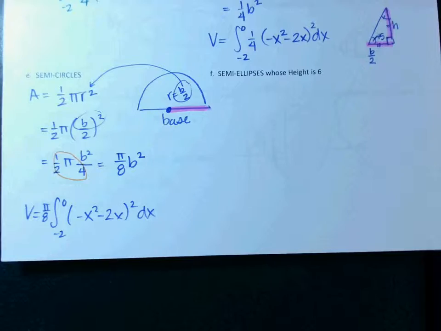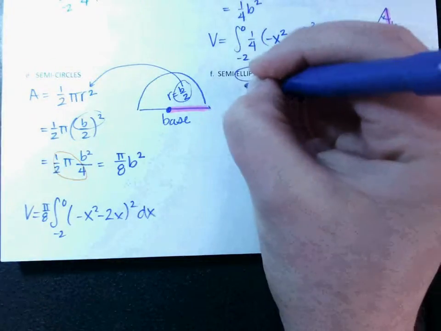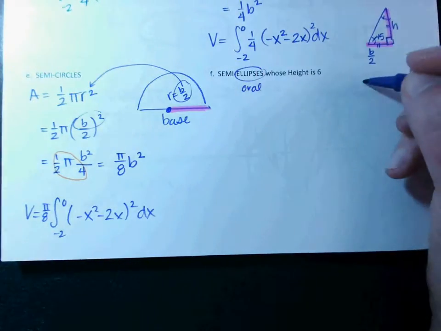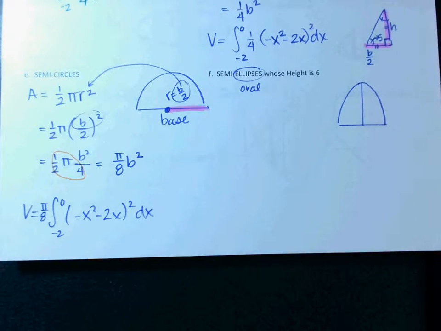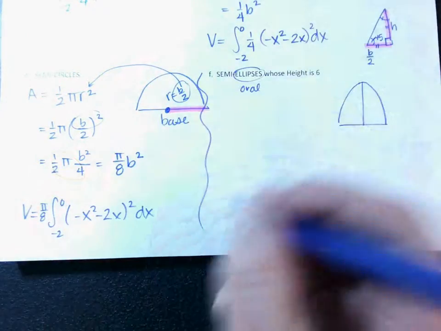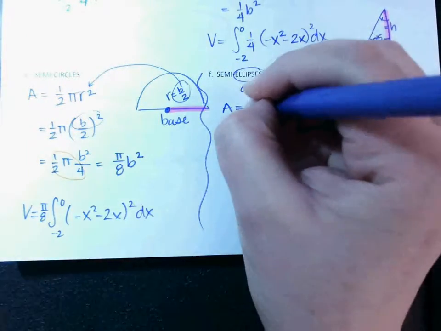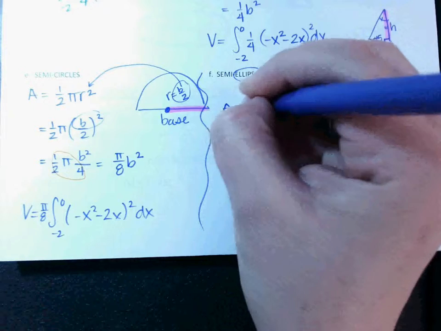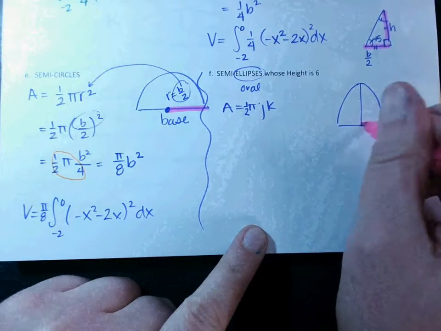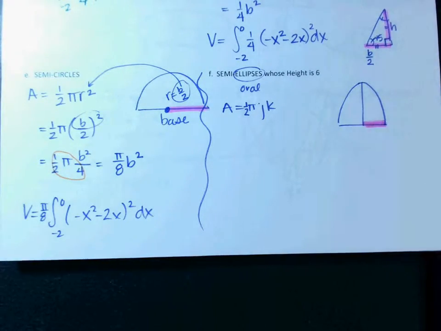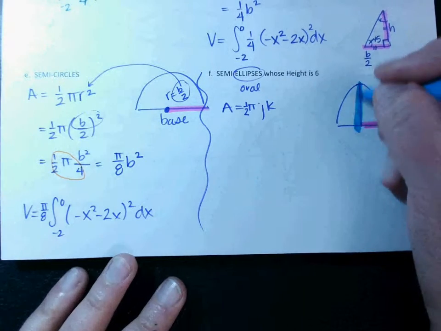We want a semi-ellipse. Remember that an ellipse is the same as an oval. So I'm going to draw my ellipse here. Now remember that I'm only drawing half of it because it's a semi-ellipse. So remember that the area for a semi-ellipse is pi jk, and then a half in the front. So a half pi jk. Then remember that j is going to be the radius measurement one direction, and then k is going to be the radius measurement going the other direction.